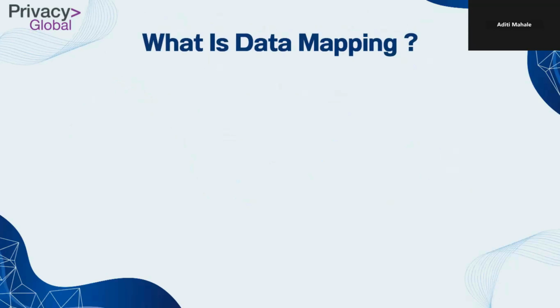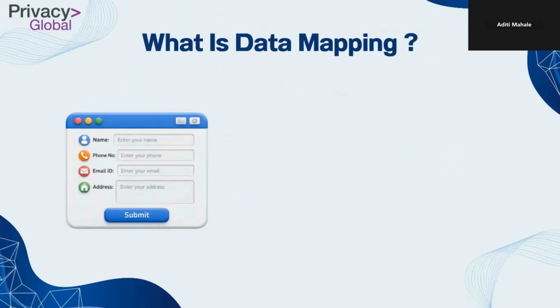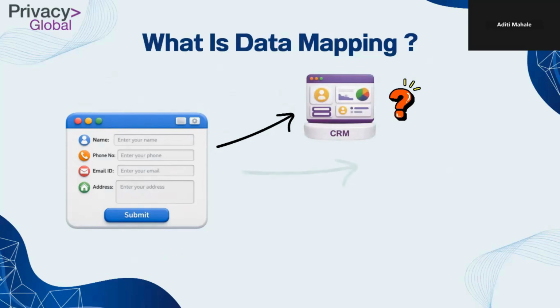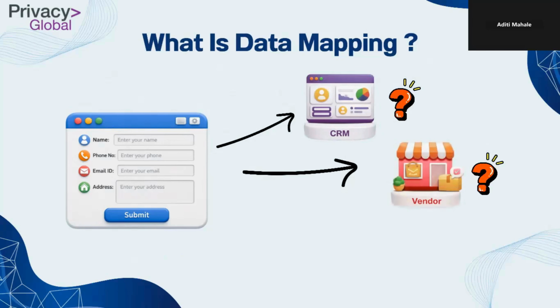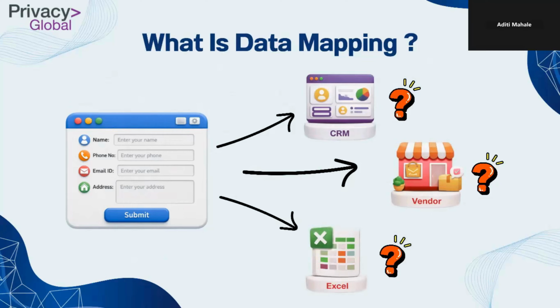For example, when someone fills a form on your website, where does that data go next? Does it move to a CRM? Does it get shared with a vendor? Or does it get exported into Excel? Data mapping helps you identify every touch point where data is collected, stored, processed, shared, or deleted. Without this, managing privacy compliance is like driving without a map. You're moving, but you don't know where you'll end up.